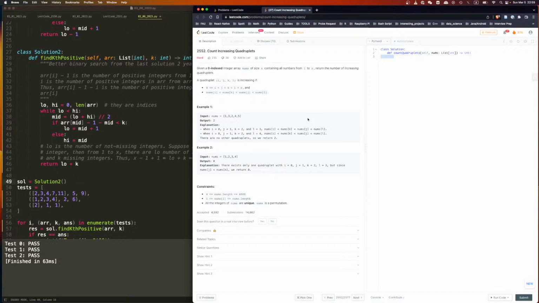And 1, 3, 4. 1, 3, 4 doesn't work. Okay, then that's it. And 1, 2. 1, 2, 4 doesn't work because the third one has to be smaller. 1, 2, 4 doesn't work. And that's it. So that's 2. 1, 2, 3, 4, none of them work.